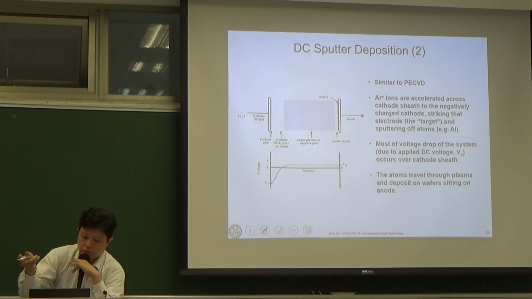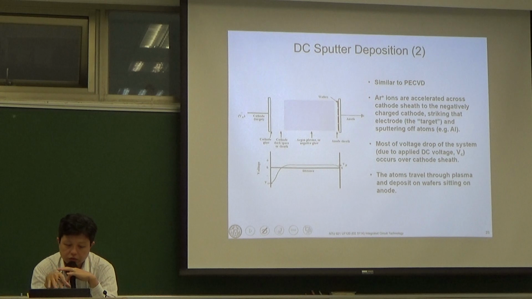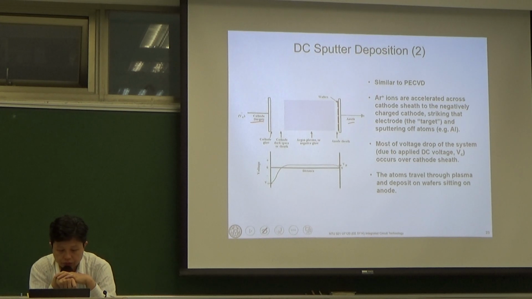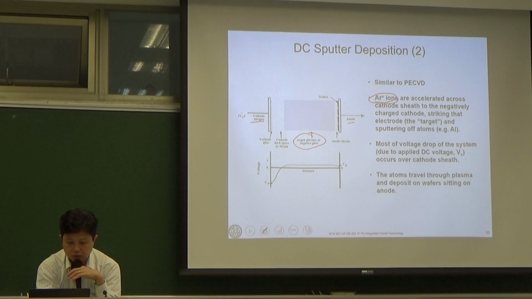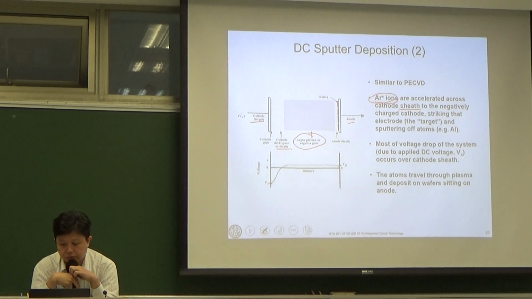And this plasma contains an equal number of positive argon ions and electrons, as well as neutral argon atoms. So in the cathode we have the target, and here is the anode. It's quite similar to PECVD. So we have the argon ions, they are accelerated across this cathode sheath. Okay, the sheath is, I don't know how to say that, it's a dark area.